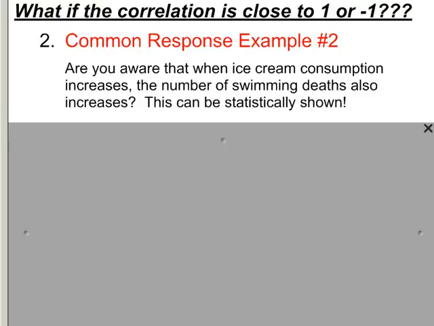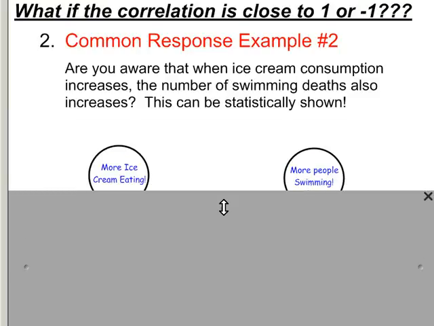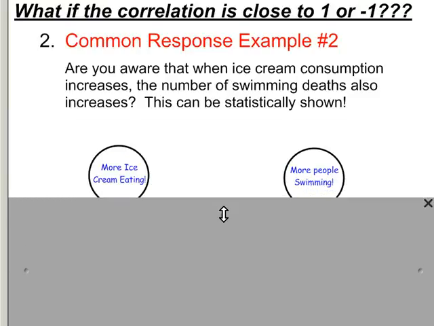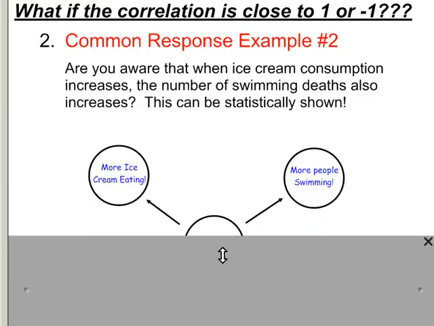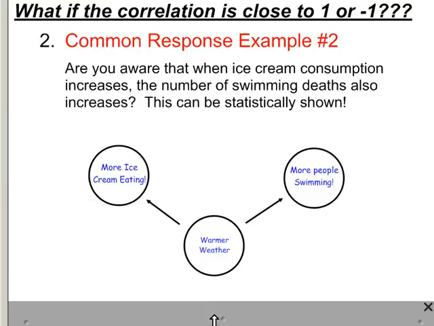Not true. There's something else going on behind the scenes. Can you think of the third thing going on that I didn't mention? There is something that's actually affecting this. There is something that generally creates more ice cream eating, and there is something that creates more swimming deaths because more people swim. And that has to do with the season or warmer weather. There's a third thing, a lurking variable, warmer weather, that's causing both of those to rise when in fact neither one of them has anything to do with the other.